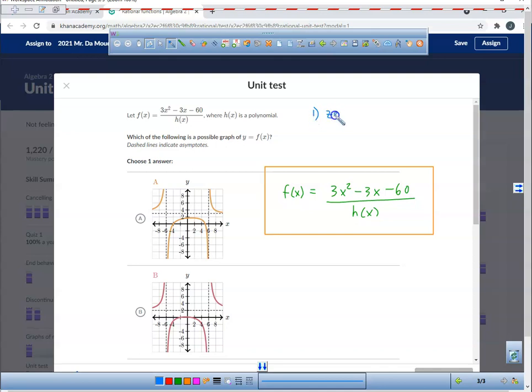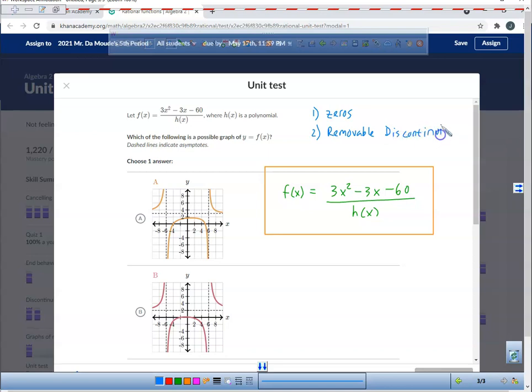So let me talk to you about the first thing it's going to reveal. First thing we look for is zeros. The second thing we look for is what's called removable discontinuity. And the last thing we would search for, if we don't find any zeros and we don't find any holes, also known as removable discontinuity, then we look for vertical asymptotes last. So we don't look for the asymptotes first in the numerator, we look for them last, okay?